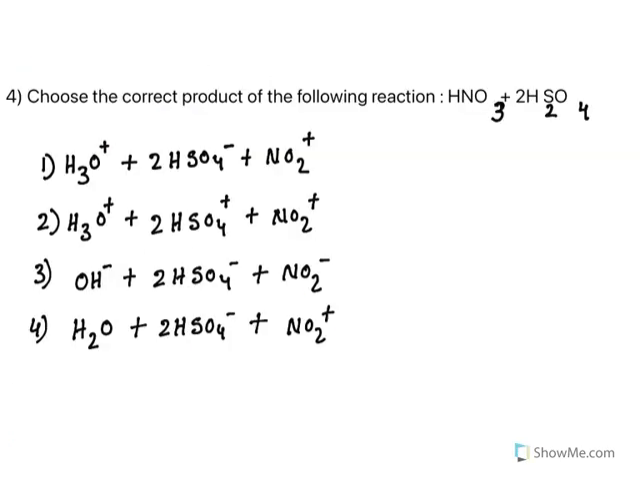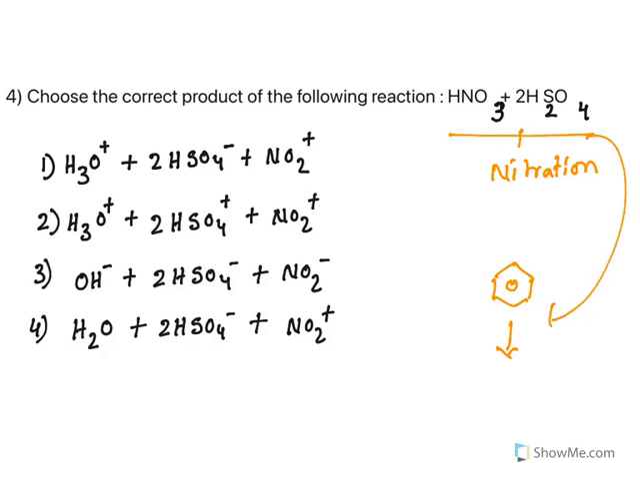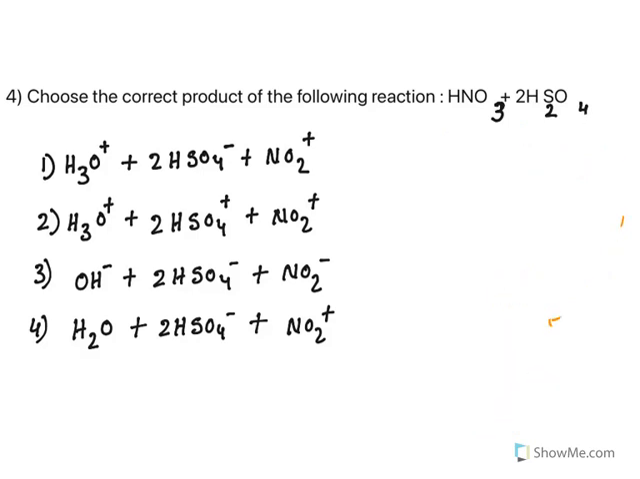Moving further. Choose the product of the following reaction. This is known as nitration mixture. On benzene, with the nitration mixture, nitration occurs. So what happens in nitration when you use this mixture? It gives nitrobenzene. Let us answer this question. There is a big reaction about everything that forms with this nitration mixture, but let us understand how we can easily answer this.